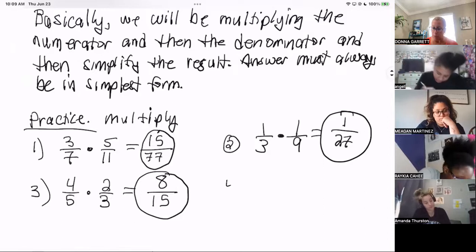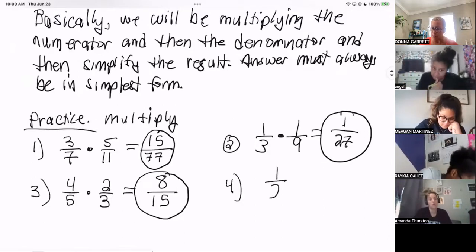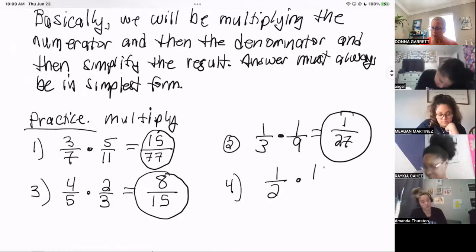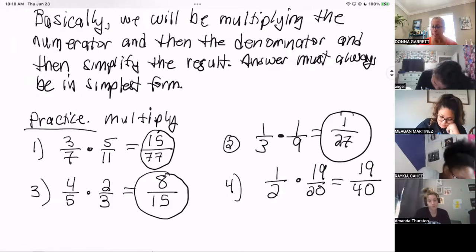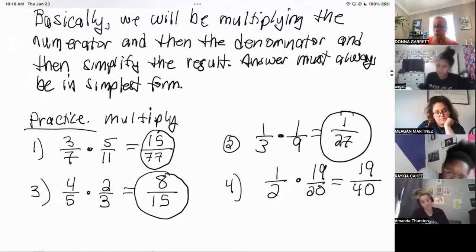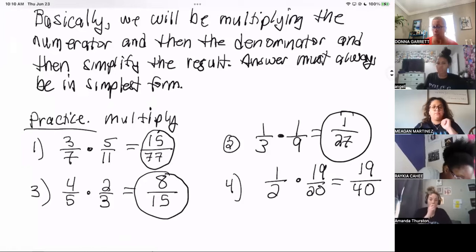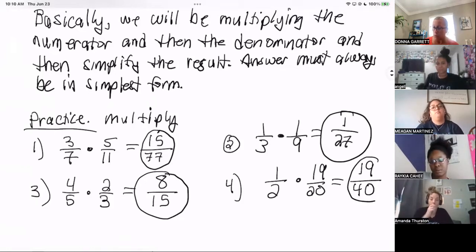And the last one I want to do before I add something else to this is 1/2 times 19/20. I'm going to multiply the numerator. 1 times 19 is 19. 2 times 20 is 40. I cannot simplify. 19 is a prime number. I cannot divide anything other than 1 and 19, and I can't divide 40 by 19. So that's done.